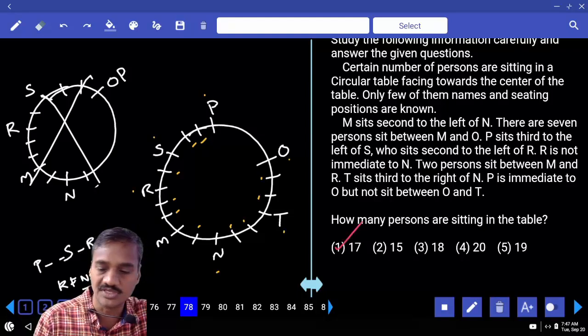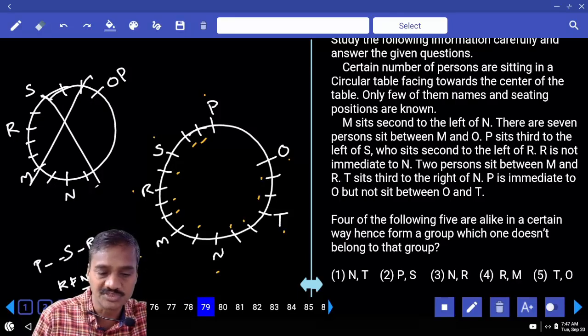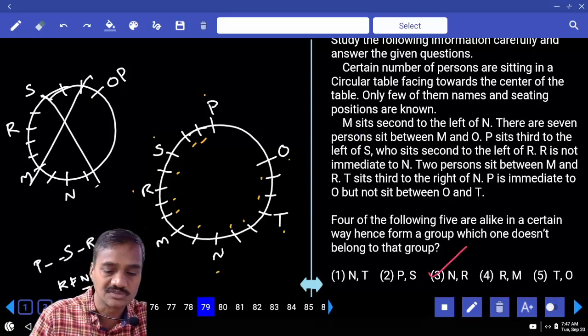Then next one, 79. Four out of the following are similar, find the odd one out. N and T there are 2 persons, P and S there are 2 persons, N and R, how many persons are there? There are 4 persons. R and M 2 persons, and T and O there are 2 persons. Choice 3 is the answer.